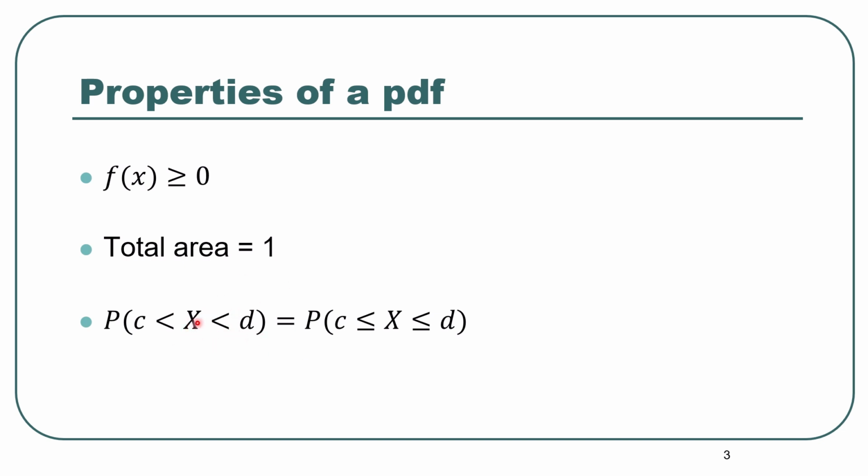How to calculate the probability for x inside any specific range? We are going to see that in a minute, but let me just say that the probability of x being inside the interval from c to d, not including c and d, is exactly equal to the probability of x inside the closed interval c and d. This stems from the fact that the probability of x equal to a specific value is 0, so it does not matter whether we write the equal to signs or not.